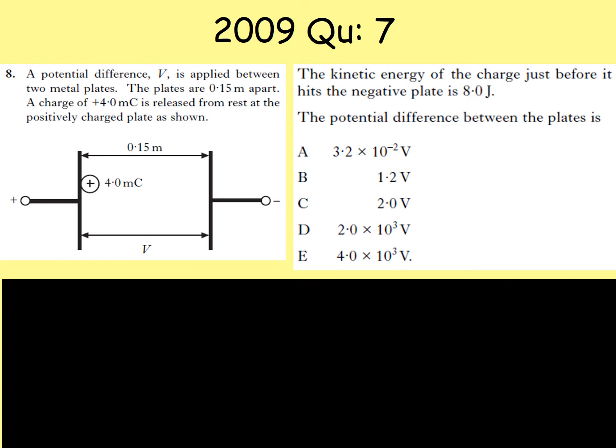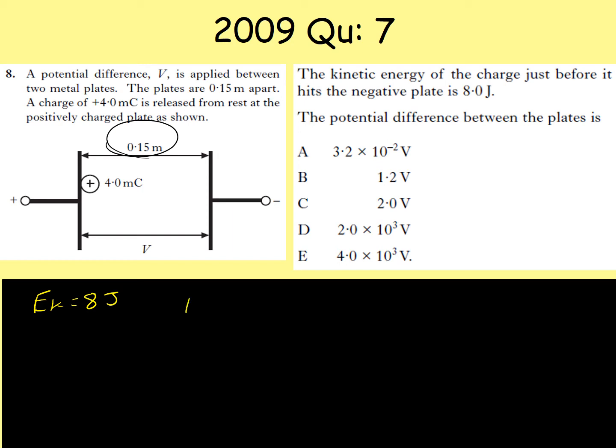2009, question 7, again very similar. Notice in these questions we're given a value of the distance, but we're not actually using it. In this question we're told the kinetic energy of the charge just before it hits the negative plate is 8 joules. So we're given the kinetic energy first, and we're asked to find the potential difference between the plates.